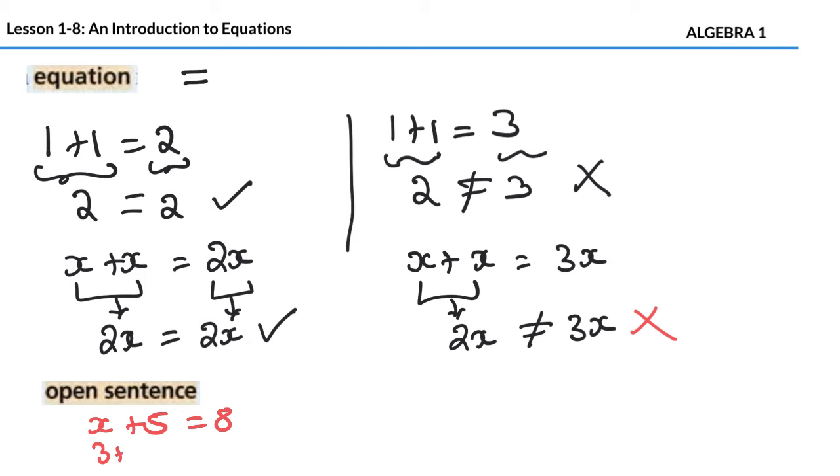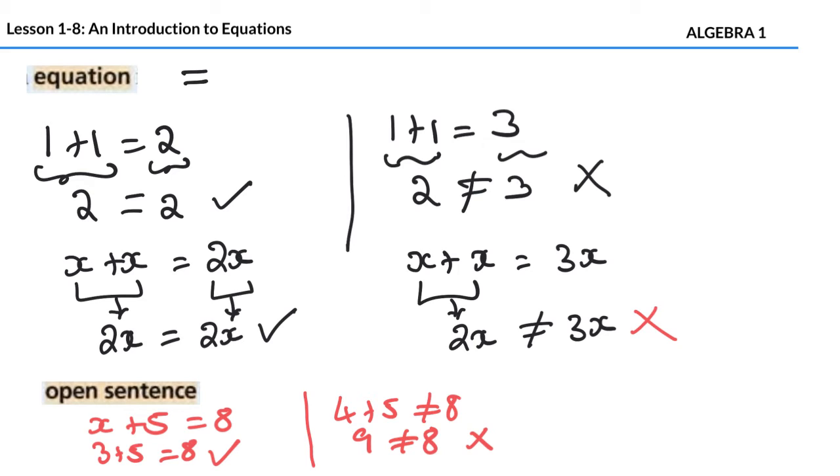So 3 plus 5 is equal to 8. So then the equation will become true. But what if the value of x is 4? So this will be 4 plus 5, which is not equal to 8. This is 9 and it's not equal to 8. So this will be a false equation. So depending upon the value of the variable, the equation can be true or false. Such an equation is called an open sentence.